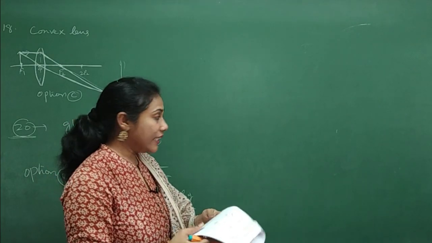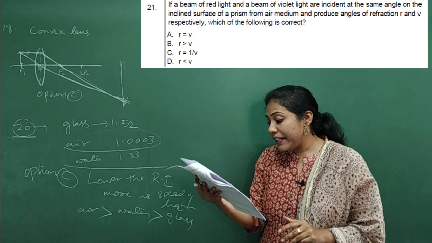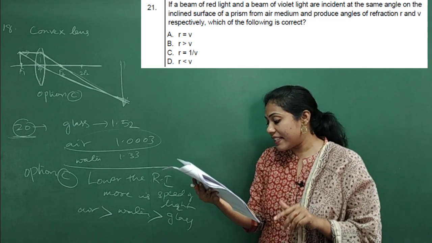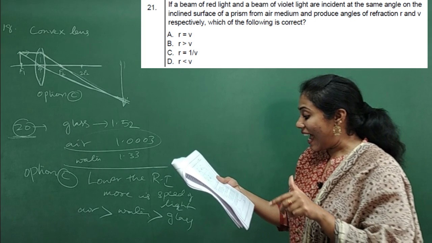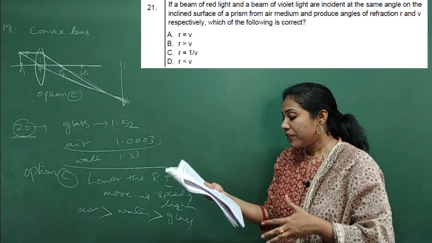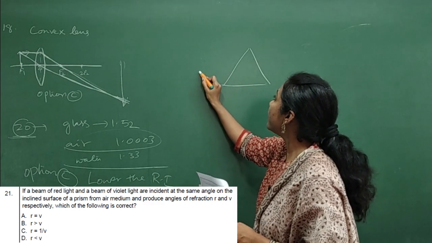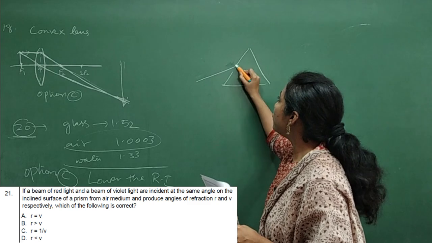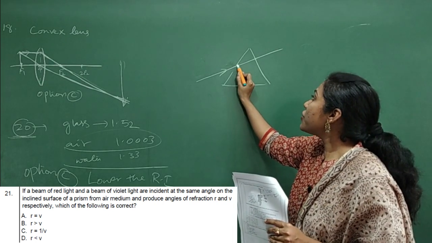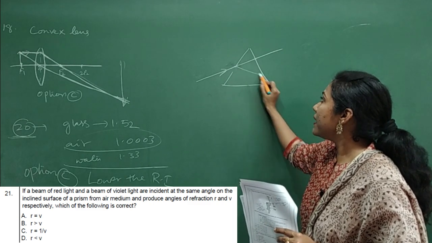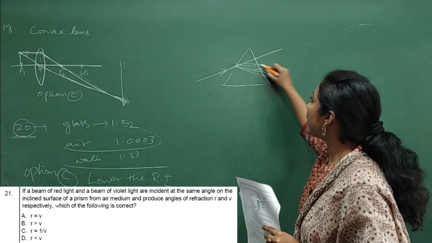Coming to question number 21, guys. A beam of red light and a beam of violet light are incident at the same angle on the inclined surface of a prism from air medium and produce angles of refraction R and V respectively. Which of the following is correct? You see guys, when you have a prism and you incident a ray of white light along the normal, refraction occurs, right? It splits into 7 colors, and which one of them is bent more, violet or red?